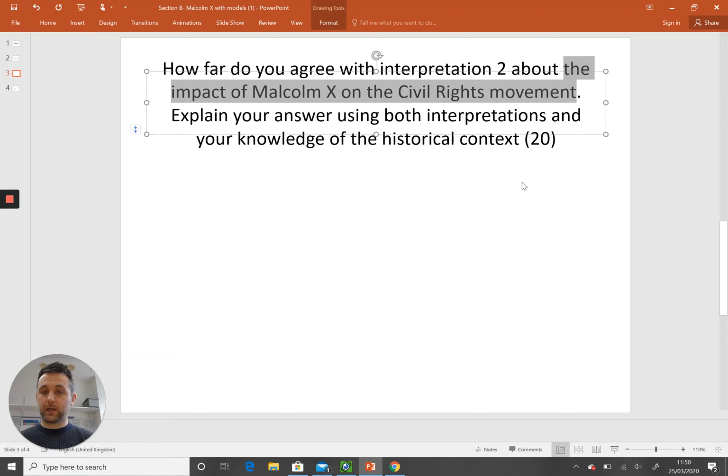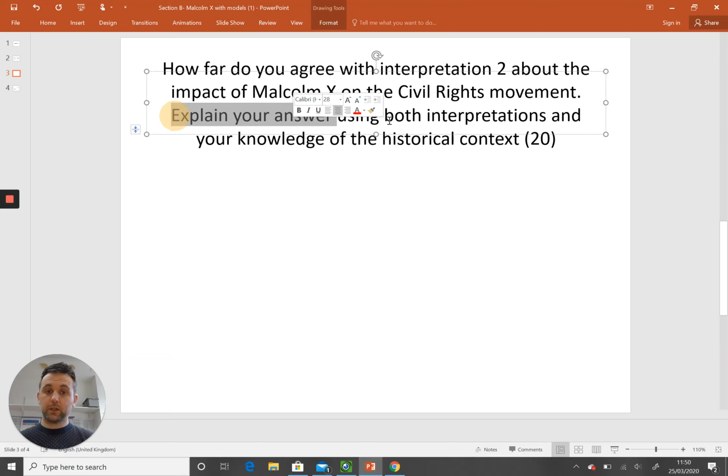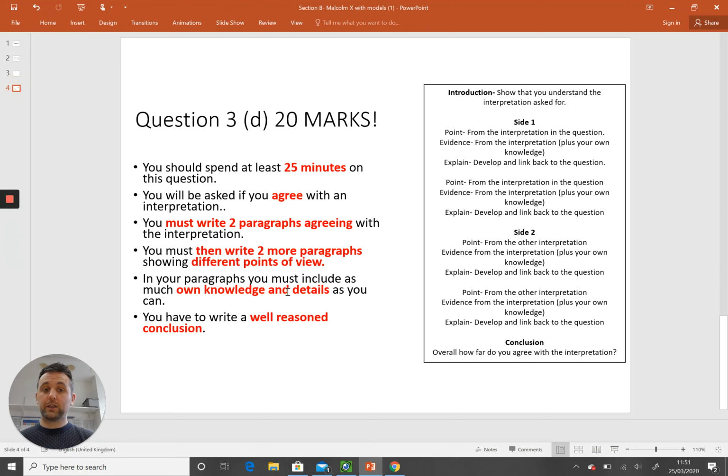Okay, then more instructions. Explain your answer using both interpretations. Really important that, even though the question focuses on interpretation two, we also have to comment on interpretation one, and your own knowledge. So it needs to be a combination of the two, and in terms of how that looks on the page, it would be something like this.